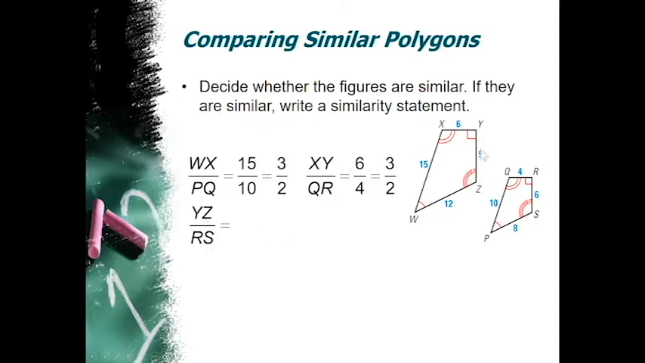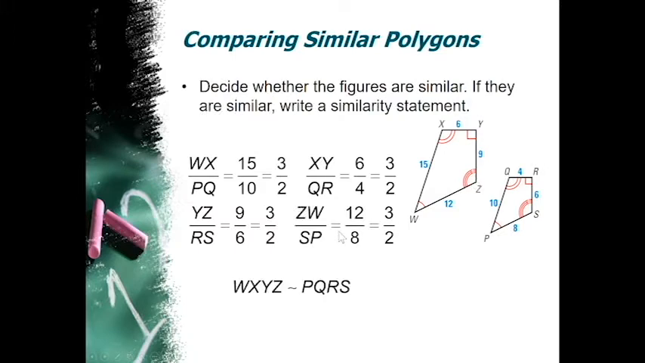YZ over RS, YZ is 9, RS is 6, 9 over 6 also reduces to 3 over 2. And then finally, ZW over SP, that would be 12 over 8, which also reduces to 3 over 2. So we have all four angles that are congruent with their corresponding angles, and all of our corresponding sides, when we write them out as a ratio, are proportional with each other. So these two quadrilaterals are similar to each other.